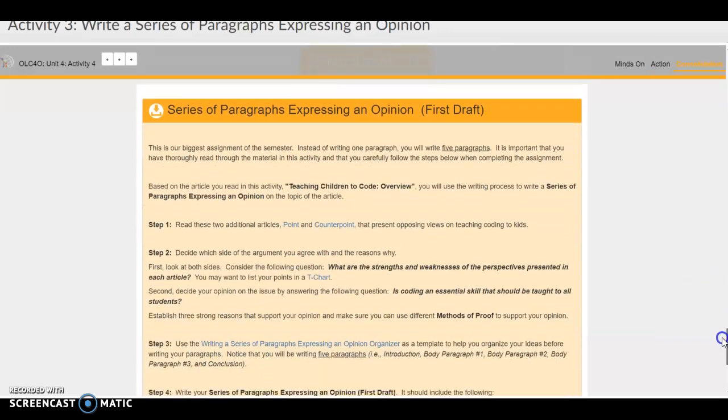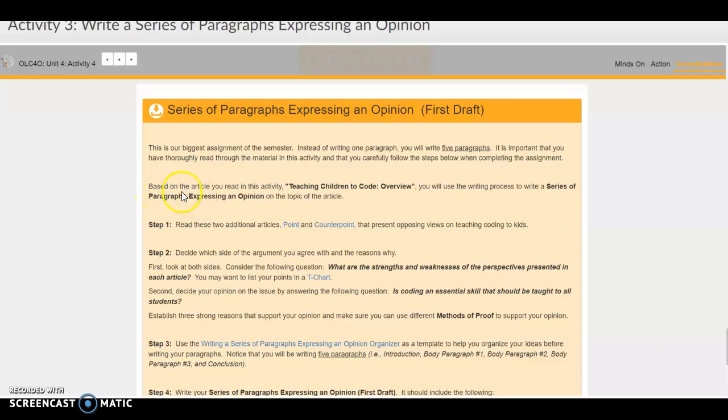And we've got our assignment in the consolidation section. So we have a series of paragraphs expressing an opinion, first draft. This is our biggest assignment of the semester. Instead of writing one paragraph, you're writing 5. So it's important that you have thoroughly read through the material in this activity and that you carefully follow the steps below. Make sure you don't skip any of these steps. If you do, the assignment's probably not going to come out right.